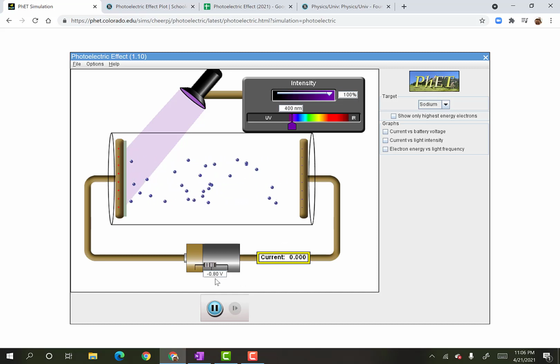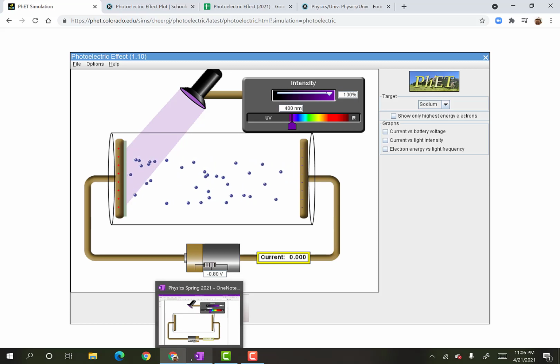So 0.8 volts for my battery is when my electrons are stopping just at the edge, right? If I did 0.6 I still got a current, but 0.8 is about where it starts. We call this a cutoff voltage. So it starts to cut off right there.